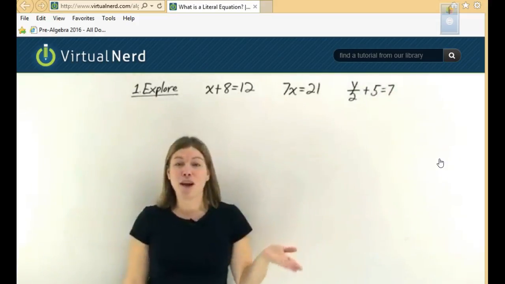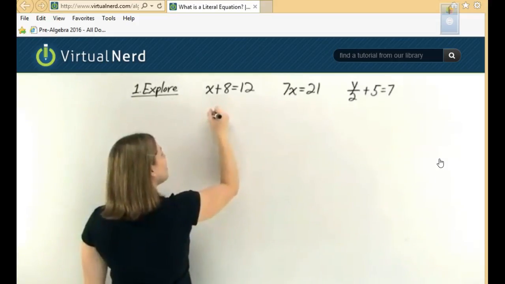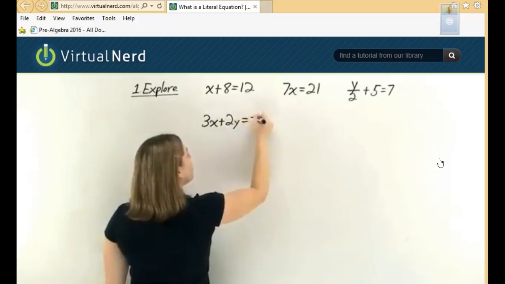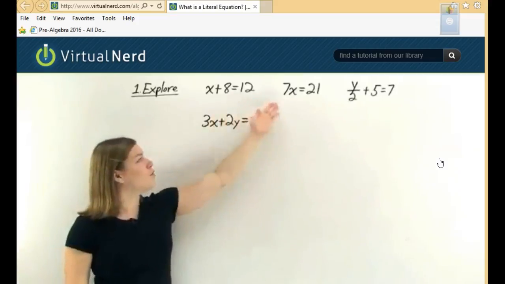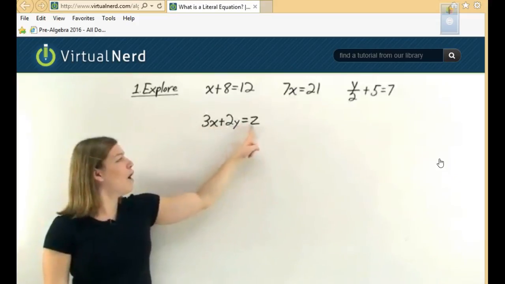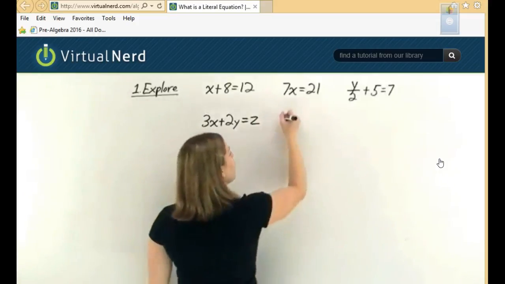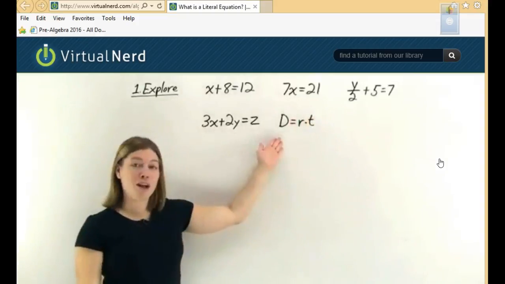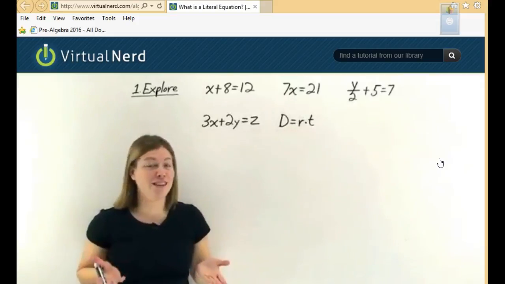Now, all of these are typical equations that you might see. There are also some other equations that you might see as well. Let's take a look at those. Let's say we have 3x plus 2y equals z. Here we see we do have an equation, but it's a little bit different from the ones we just saw. Notice, this equation has 3 variables, x, y, and z. All of these equations only have 1 variable. Now what if we had an equation like this? d equals r times t. This is another equation. But notice, this one just has 3 variables, and no numbers.